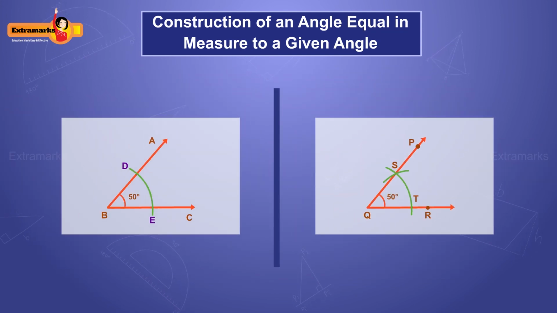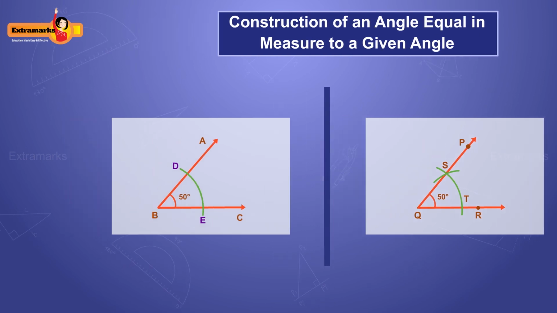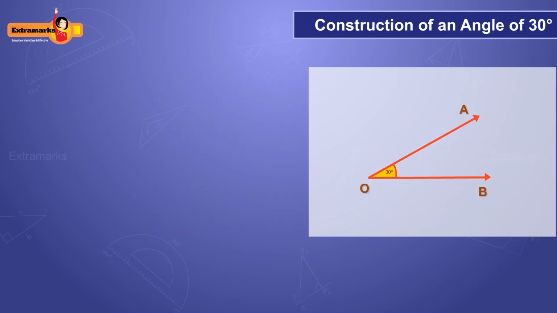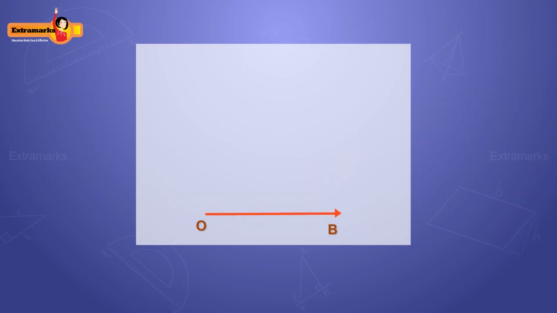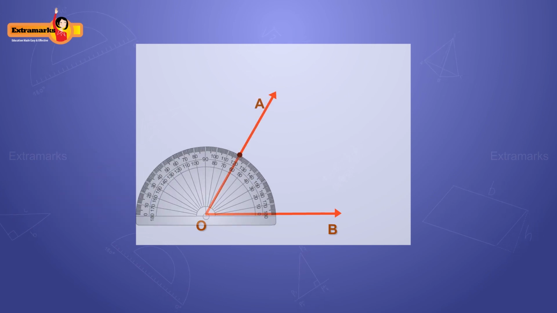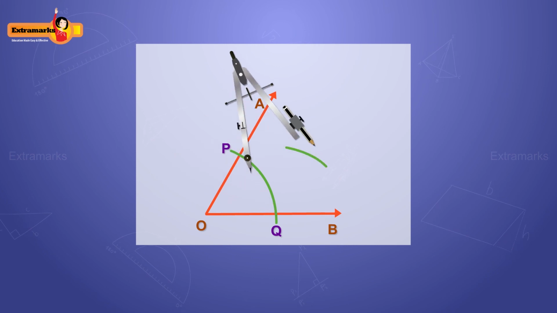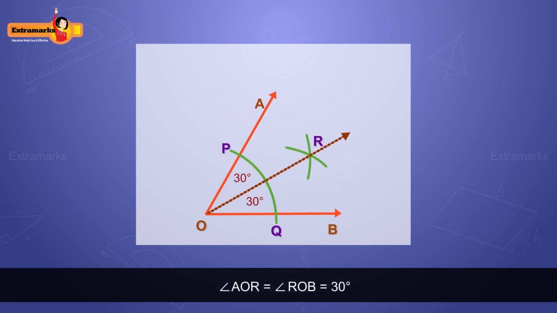Since you have learnt the method of constructing angle bisectors, if you are asked to obtain an angle of 30 degrees by constructing an angle bisector, how will you do it? It is very simple. First, construct an angle of 60 degrees using a protractor, and then draw its angle bisector, which will divide it into two angles of 30 degrees each.